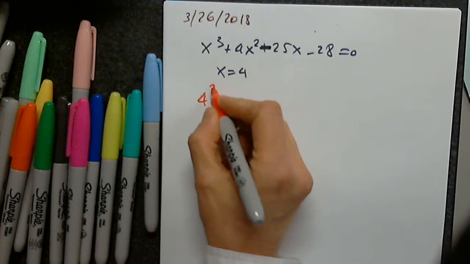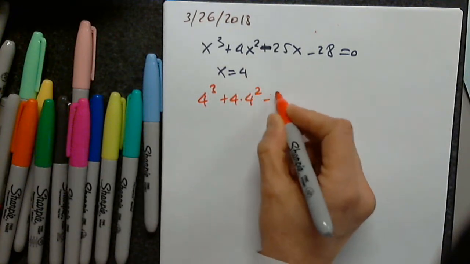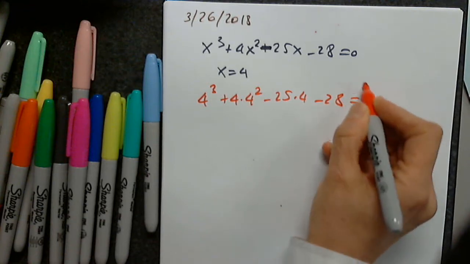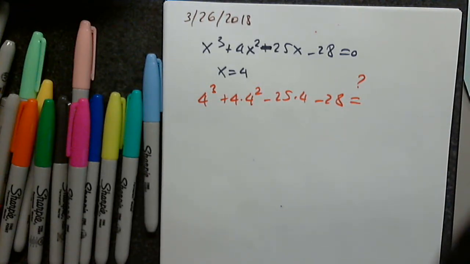So 4 to the third plus 4 times 4 squared minus 25 times 4 and minus 28. I don't know whether that is 0 or not, so I'll punch it in the graphing calculator. So I have 4 cubed, which is 64, plus 4 times 4 squared, which is 64, minus 100, which is 25 times 4, and minus 28. If the answer is 0, then obviously x equals 4 is a solution.